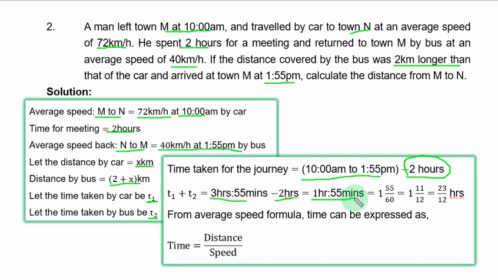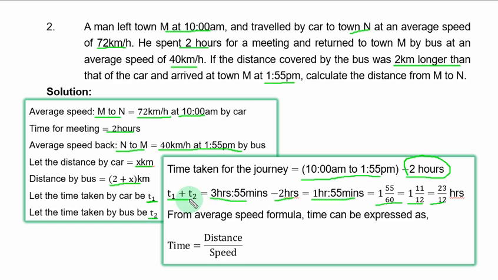If you convert minutes to hours, you divide by 60. If you reduce, and convert to an improper fraction, you have 23/12 hours as the total time for the whole journey. That is the first journey by car and the second, the coming back by bus.